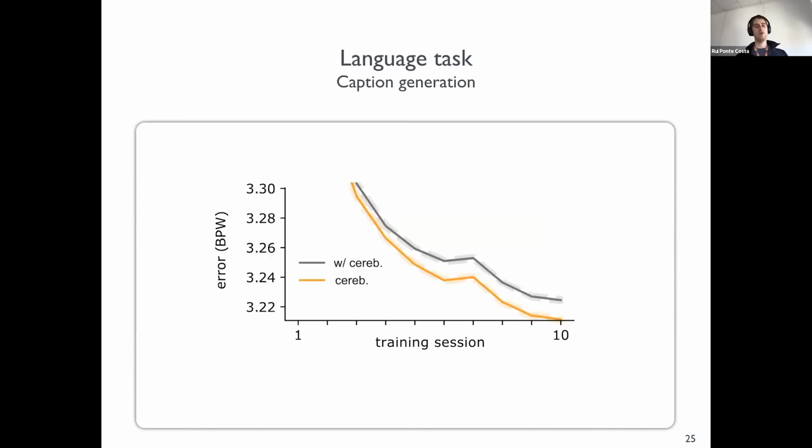So with our networks, we did a similar task where we presented the network with an image and trained it to generate a description of that image. And what we saw again was that a model with the cerebellar component was learning better, so it gave a lower error and more quickly than a model without cerebellum.